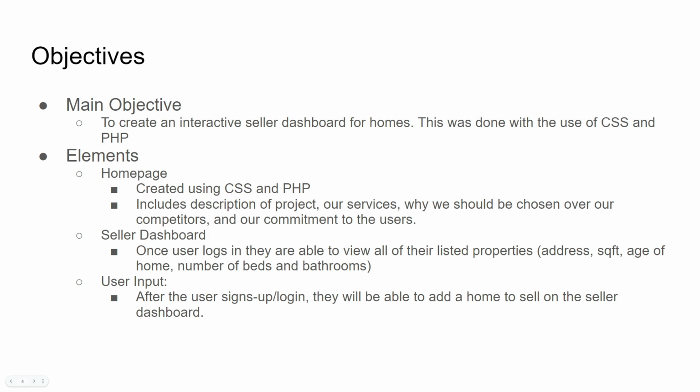So, the objectives of this project. First we have the main objective, which was to create an interactive seller dashboard for homes. And we did this by using CSS and PHP along with JavaScript. The elements of this project include the home page, which was created using CSS and PHP. And that included the description of our project, the services that our site provided, and why users should use our site over others. And we also had a statement about our commitment to the users.